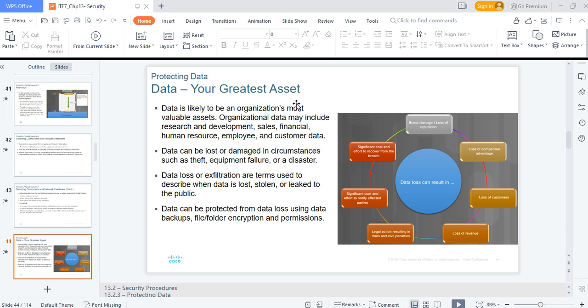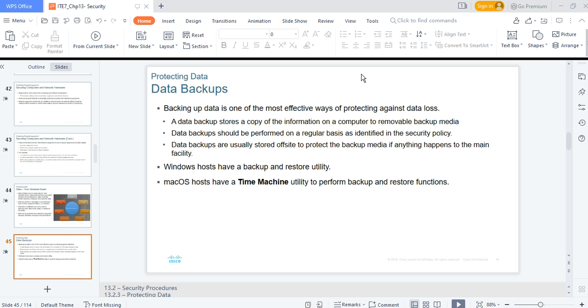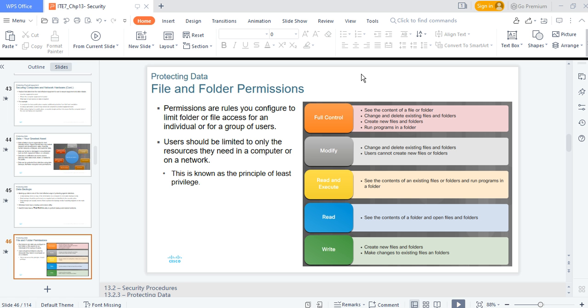Data is likely to be an organization's most valuable asset, because you can have data worth $1 billion, and all your gadgets, all your hardware, all your software licenses, everything put together might not even be up to $100 million. So data is very, very critical. Then you should make sure you guard your data. Data backup is very important.